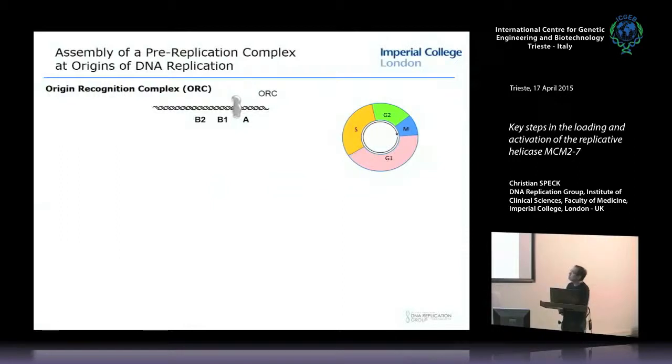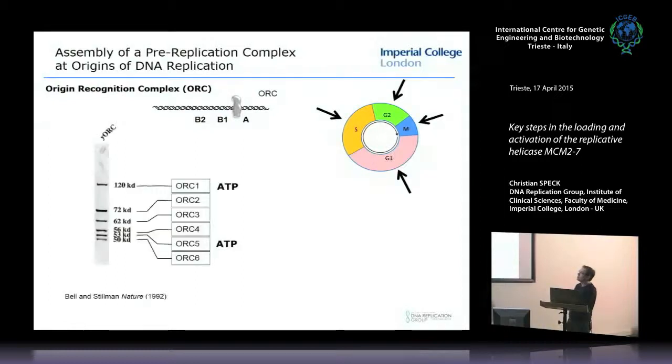So these ARS elements represent a binding site for the origin recognition complex. This origin recognition complex is bound to chromatin throughout the cell cycle. It consists of six subunits, ORC 1, 2, 3, 4, 5, 6, where two out of those six subunits are ATP binding, but only ORC1 is a true ATPase. So this origin recognition complex binds to this essential A element and an important B1 element. And yeah, that was found in 92.